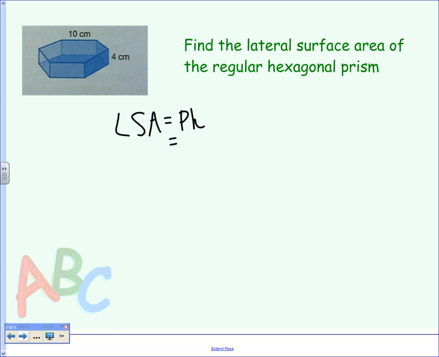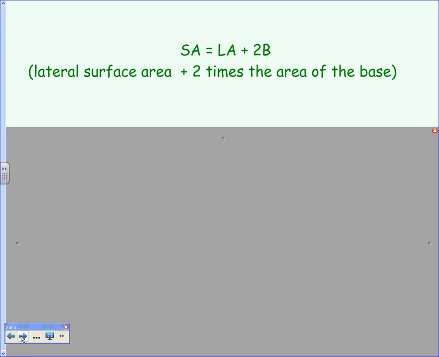So what is our perimeter? Okay. 60. 6 times 10. And what is our height? So what is our lateral surface area? Does that make sense? Any questions on that? Okay. For the total surface area of a prism, you find the lateral surface area, and then you add 2 bases to that.